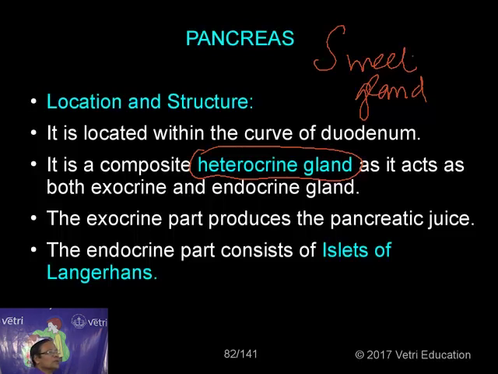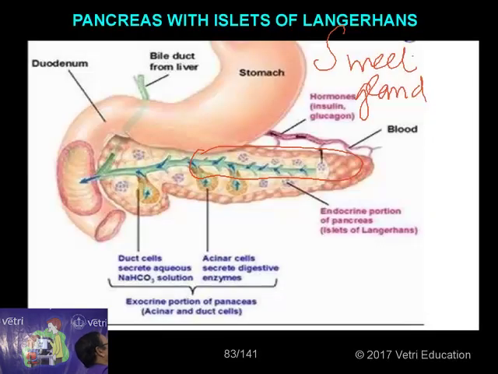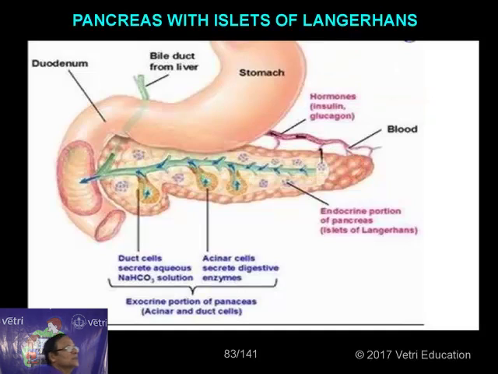The exocrine part produces the enzymes, the pancreatic juice, and the endocrine part is called the islets of Langerhans. In the pancreas, nearly 1-2% of the total weight is formed of islets of Langerhans, or we can say about 1-2 million islets. Now this is the location: the pancreas lies close to the duodenum, containing the endocrine portion, the islets of Langerhans, named after the person, as small groups of cells. And then we also have the acinar cells.